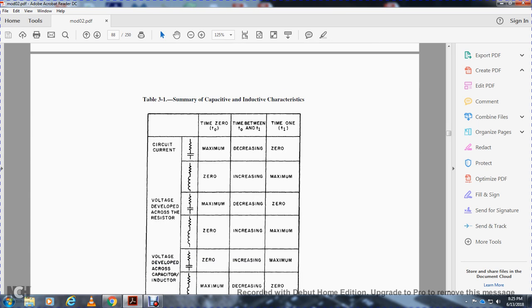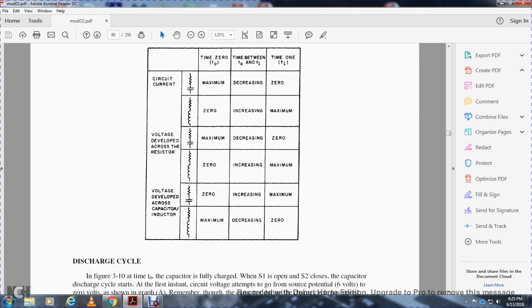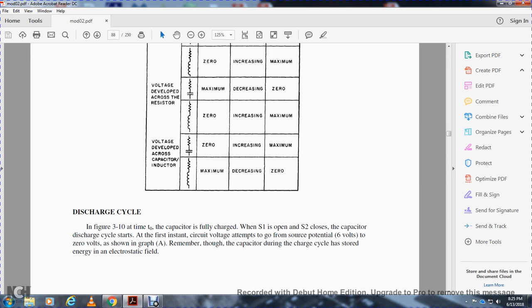The table summarizes the capacitor circuit. Circuit current is maximum at time zero, then decreasing to zero. Voltage developed across the resistor is maximum, decreasing to zero. Voltage developed across the capacitor is zero, increasing to maximum. Next comes the discharge cycle. In figure 3.10, at time interval 0, the capacitor is fully charged.